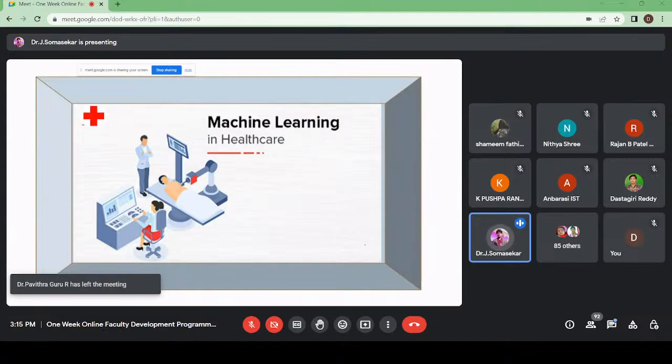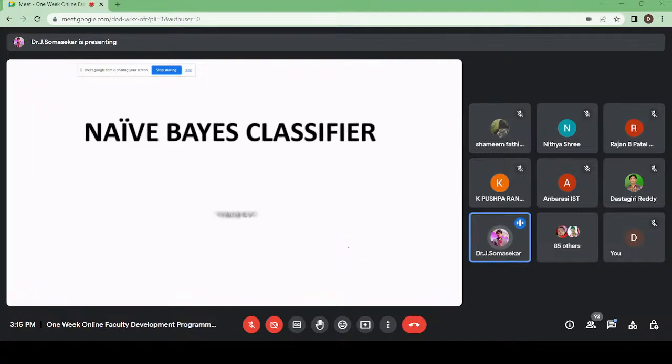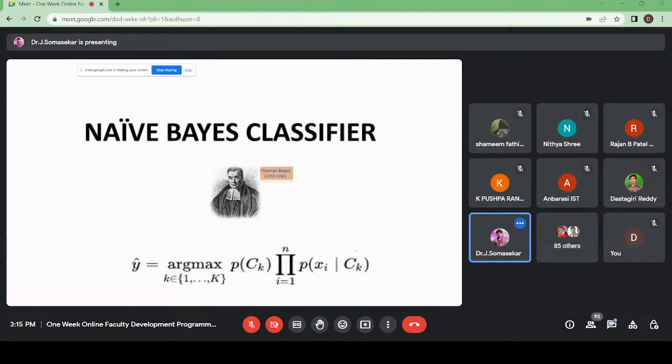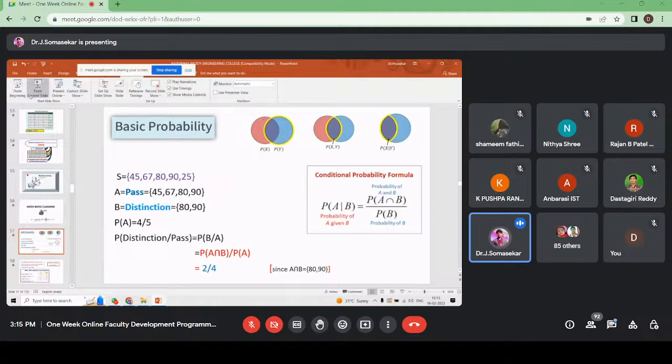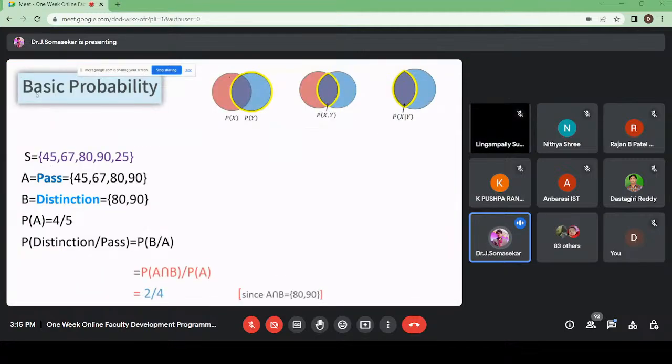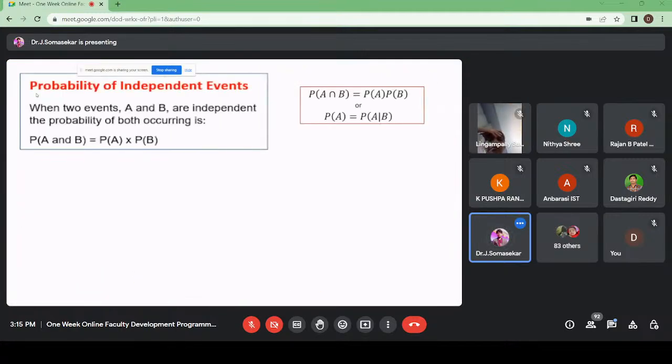Next, machine learning for healthcare, especially for classification or diagnosis. This is also very important. Here I'm going to apply the Naive Bayes classifier. There is a lot of mathematics here, so because we don't have time, I'll skip this one.